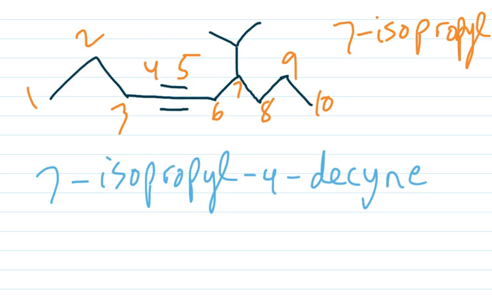And again, why is it yne? Because it's a triple bond. Why is there a 4 here before the decyne? That indicates the fact that the triple bond is on the 4th carbon. Why is it dec? Because it's 10 carbons long. This carbon chain is 10 carbons long. Why is there a 7-isopropyl? Because the isopropyl is on the 7th carbon. All right, and that's it for this example, and let's move on to the next example.